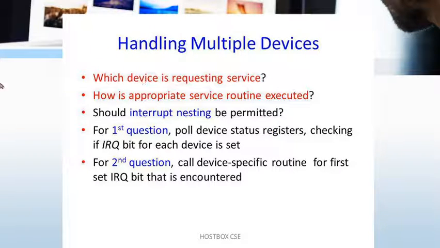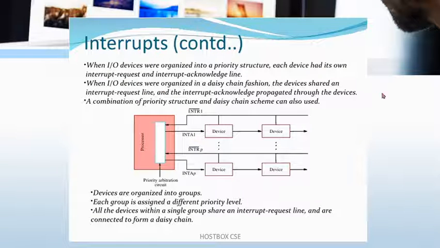Handling multiple devices may create the following questions now. Which device is requesting service? How is the appropriate service routine executed in the system? You know that the CPU processor is where you can connect multiple devices at a time: IO device 1, IO device 2, and so on. Then, should interrupt nesting be permitted or not? This is one more concept, interrupt nesting: whether the CPU accepts this process or not. Then the first solution: poll device status registers, checking if the IRQ bit for each device is set. Second, call the device-specific routine for the first set IRQ bit that is encountered. Let's go for the solution.